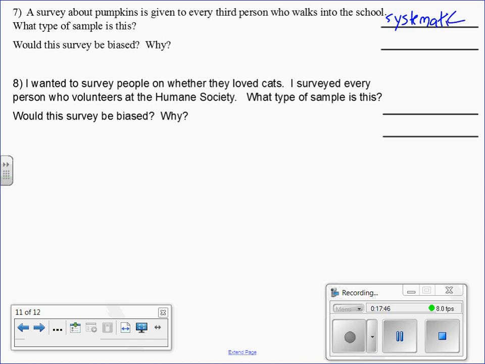Would this survey be biased? No, everybody got a chance to be surveyed. Some people that love pumpkins, some people that hate pumpkins. I mean, if you're like at a pumpkin farm asking people that, it kind of is. But I'm at the school, so.